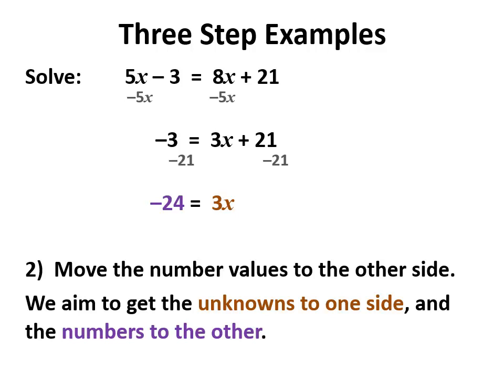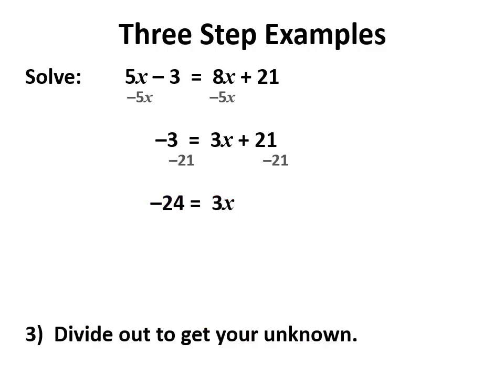We divide out, remembering to move away from the x. So we divide out by the 3, because we need to move away from the x, and 24 divided by 3 is 8, and the negative is still there, so x is equal to minus 8.